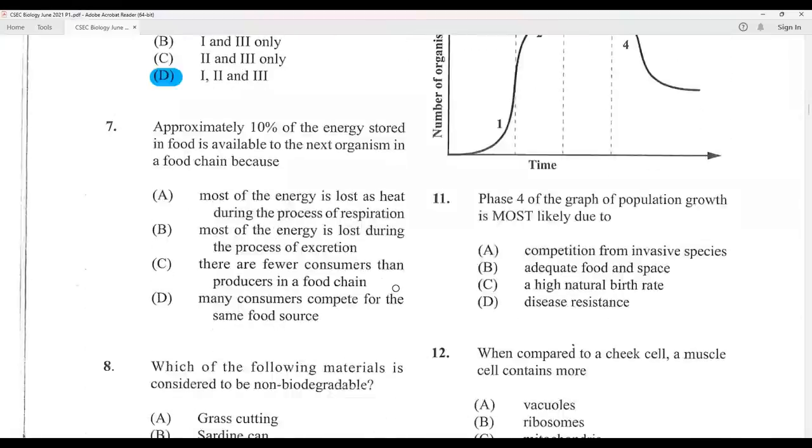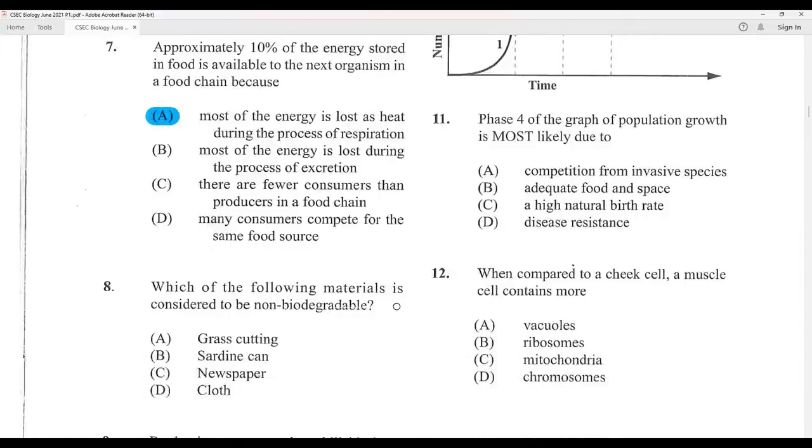Approximately 10% of the energy stored in food is available to the next organism in the food chain because most of the energy is lost during the process of respiration. Remember, you have respiration, you have excretion, but more energy is lost through respiration. So it makes A the best answer.